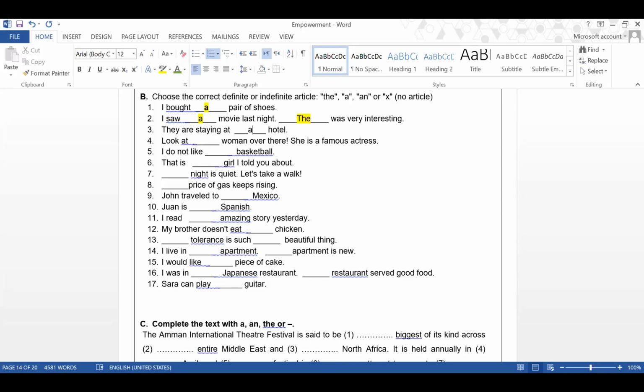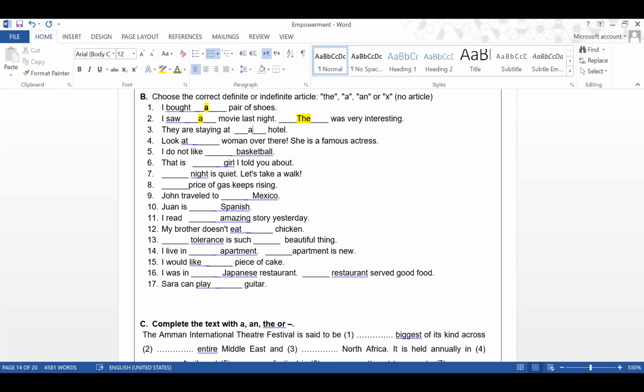So when I know that there is only one thing, one person or a unique thing that we don't have many of, and I know that you know what I am talking about, I use the article the. Okay.